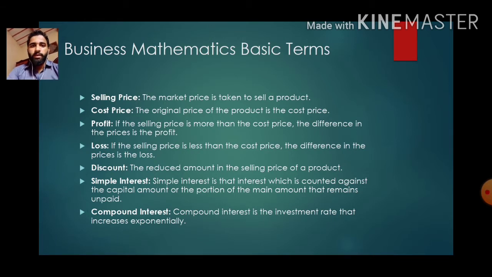Discount: the reduced amount in the selling price of a product. Simple interest: simple interest is that interest which is counted against the capital amount or the portion of the main amount that remains unpaid. Compound interest: compound interest is the investment rate that increases exponentially.